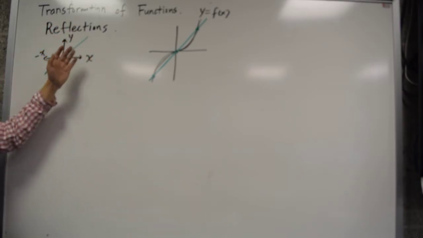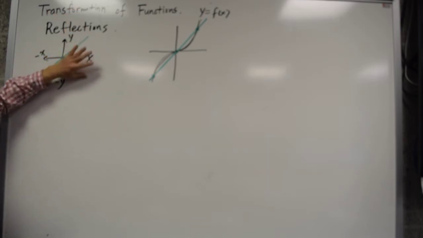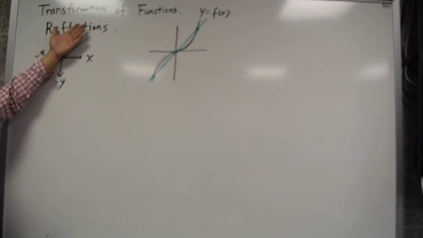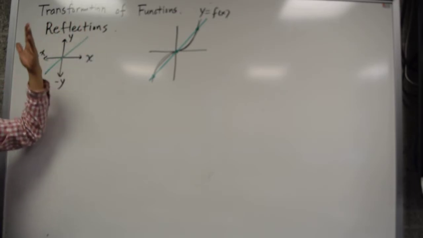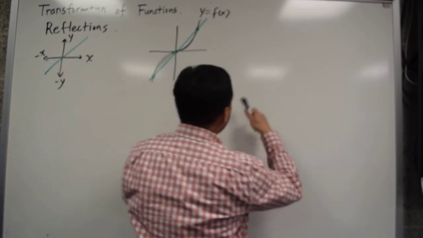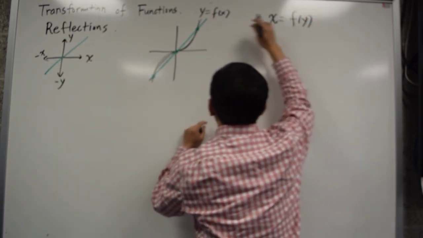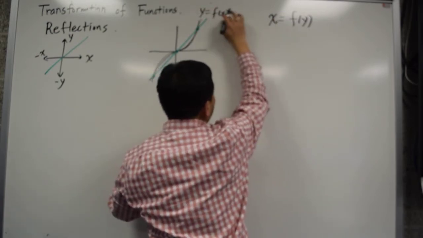Over the diagonal. If you flip this way, x will go to negative x. But if you're flipping this way, x goes to y, right? Where does y go? X. X and y will be interchanged, right? So you see that the graph of x equals f of y. In other words, you replace y by x and x by y.